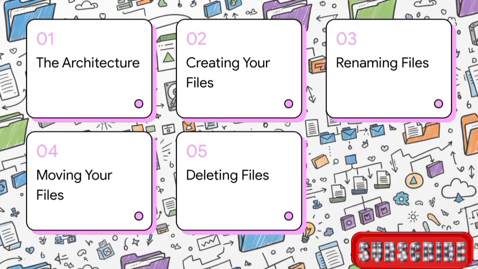Here's the agenda for today's explainer. We've got 5 sections to get through. First up, the file management architecture, followed by the 4 main pillars of action: creating your files, renaming files, moving your files, and finally, deleting files.